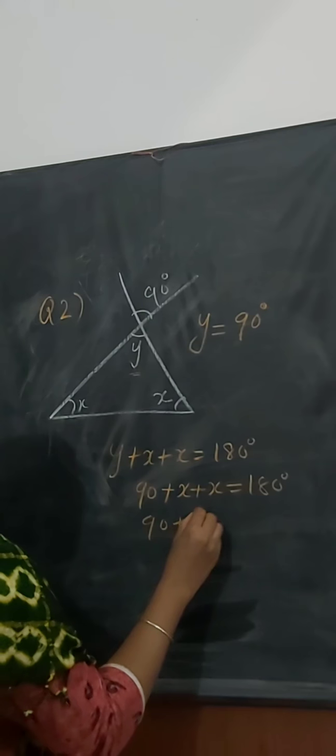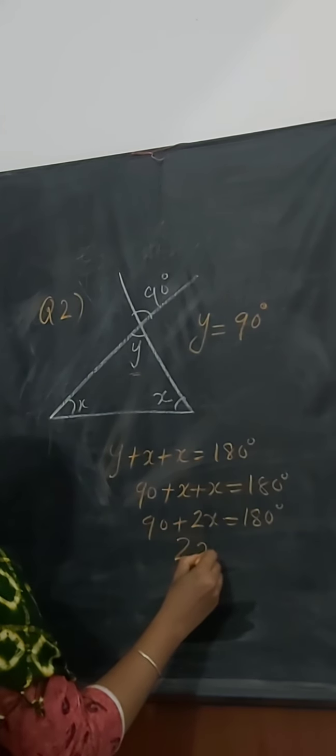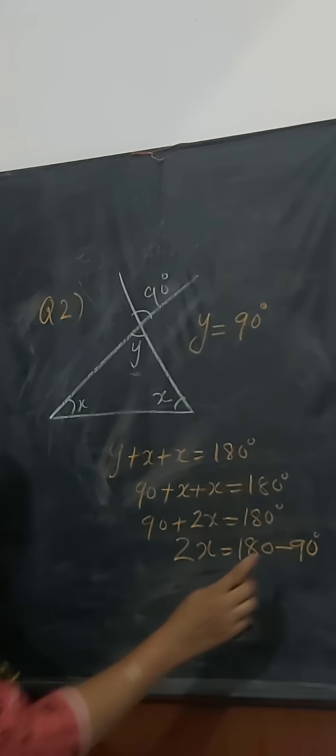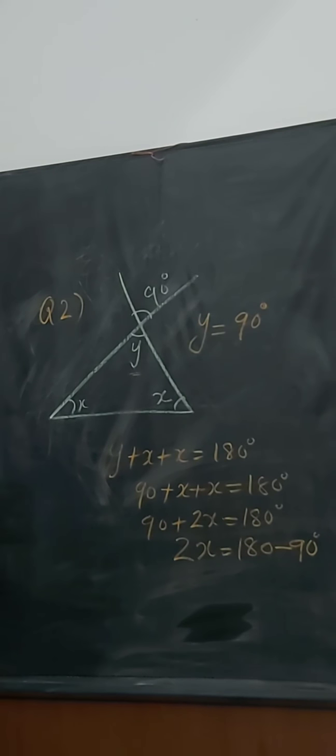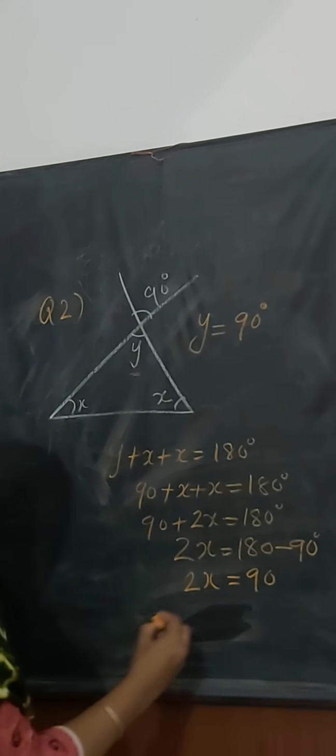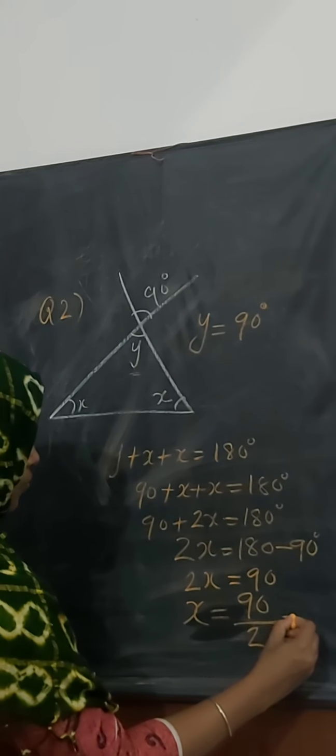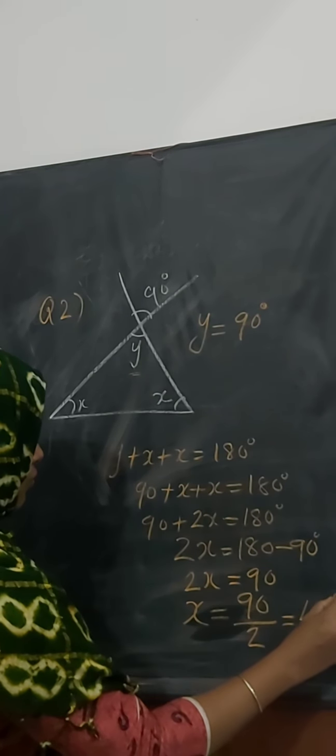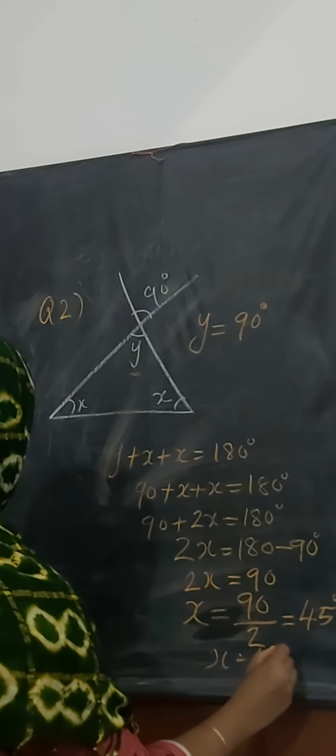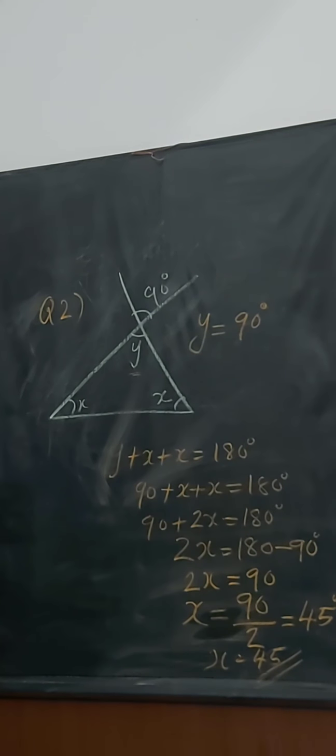And the other equation: 90 plus 2x equals 180 degrees. 2x equals 180 minus 90 degrees. 180 minus 90, we get the answer 90 degrees. 2x equals 90 degrees. X equals 90 divided by 2, we get the answer 45 degrees. X equals 45 degrees. We get x equals 45 and y equals 90 degrees.